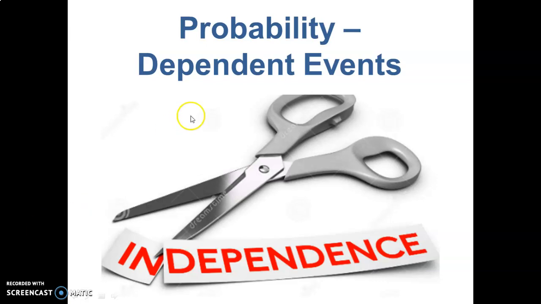Hello, welcome to your lesson on probability. We will look at dependent and independent events in this lesson.